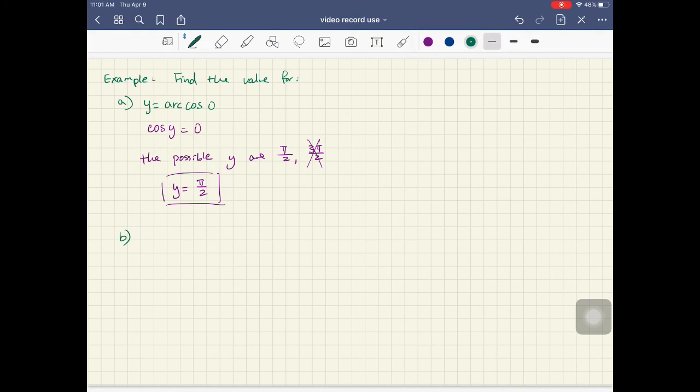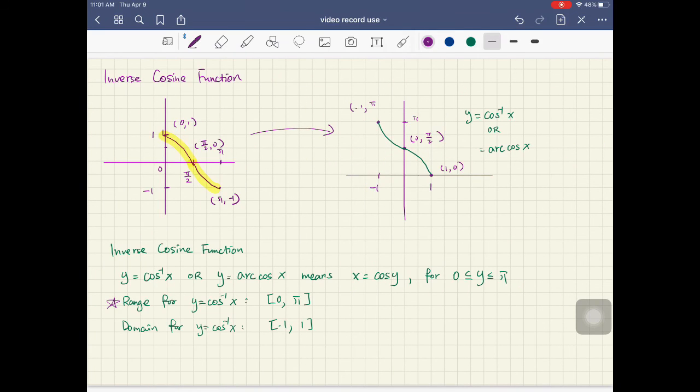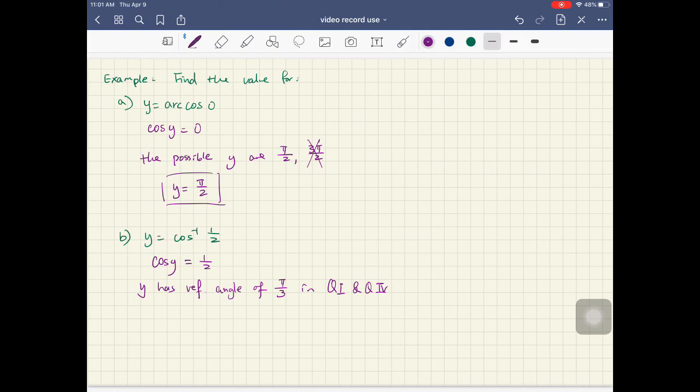The second one I have is y equals cosine inverse of 1/2. Applying the definition, cosine of y equals 1/2. That means y has a reference angle of pi over 3, in positive quadrant 1 and quadrant 4. Because of the range, I can only have quadrant 1 or quadrant 2, so y is going to equal pi over 3 in quadrant 1.